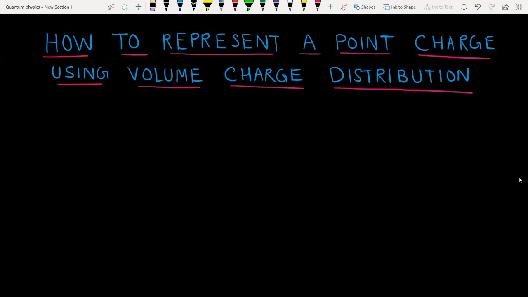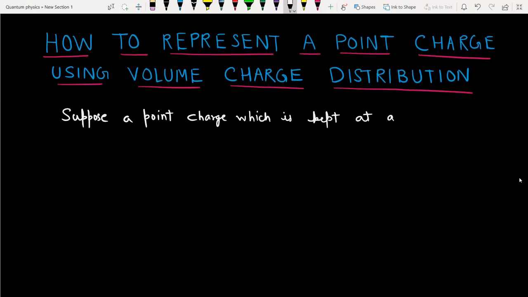Now, for this, I ask you to suppose a point charge which is kept at a point r is equal to r naught. So, if we suppose a point charge which is kept at a point r is equal to r naught.